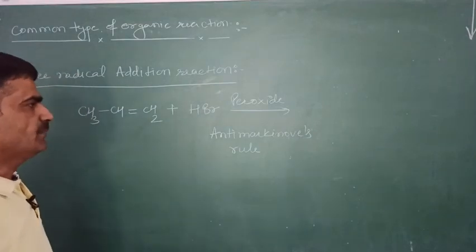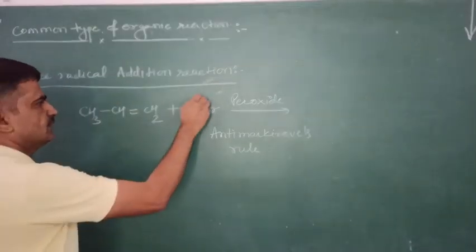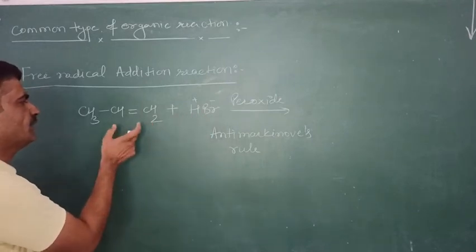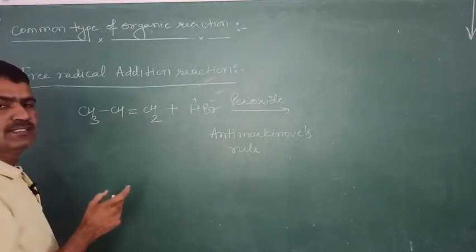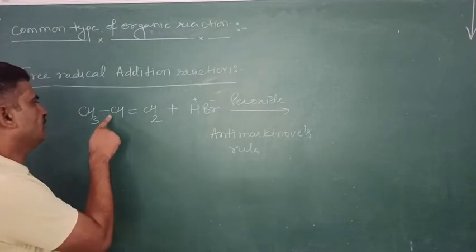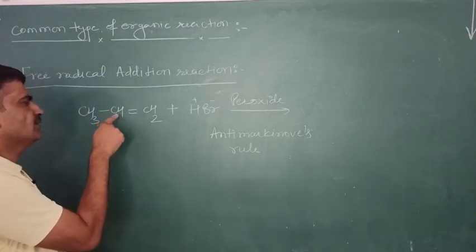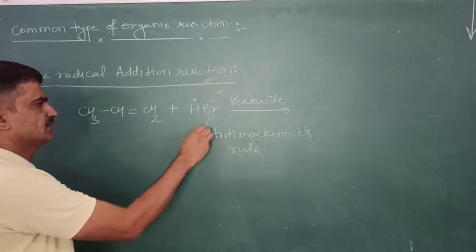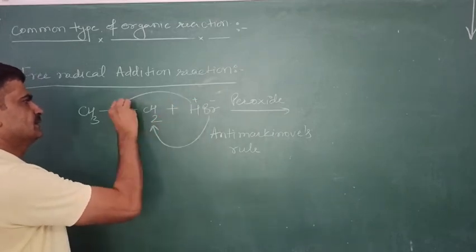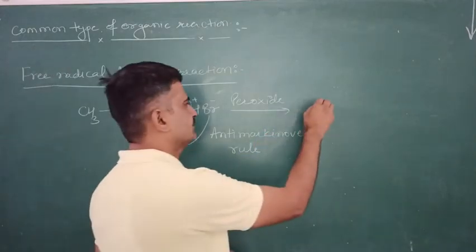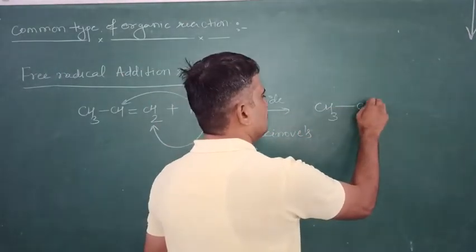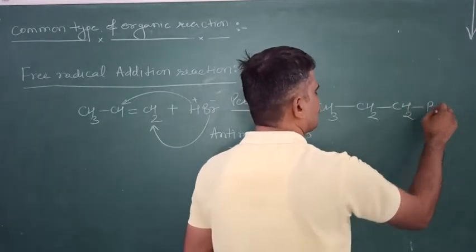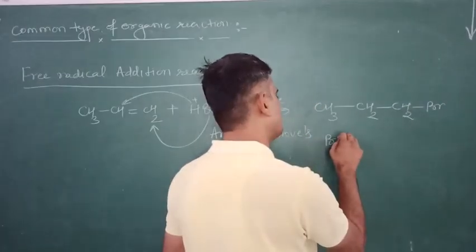What is the anti-Markovnikov rule? In that the negative part of the addendum goes to that carbon of the double bond that has the more number of hydrogens. So you can see, at this carbon there is only one hydrogen, and at this carbon there are two hydrogens. This is the product. This bromopropane is formed.